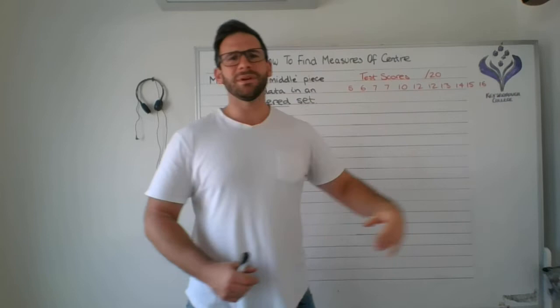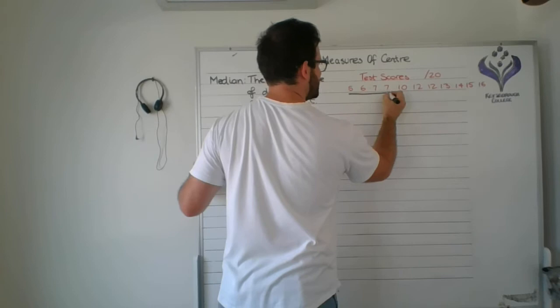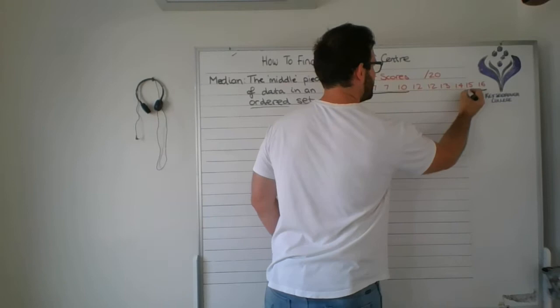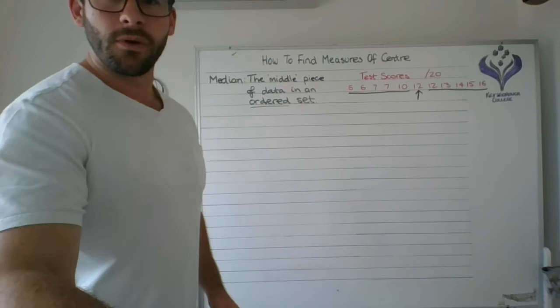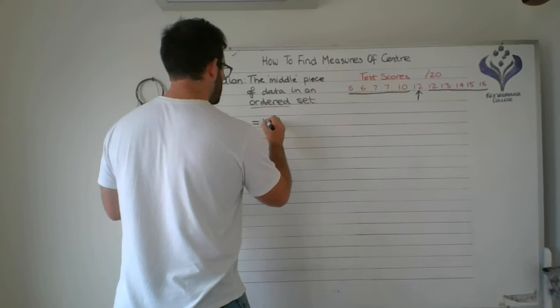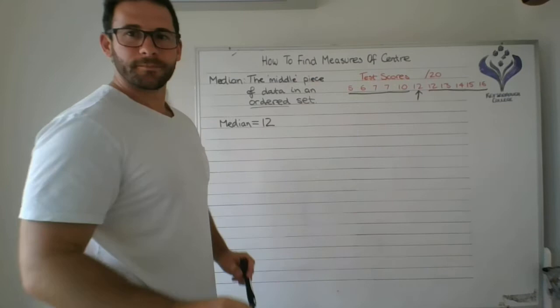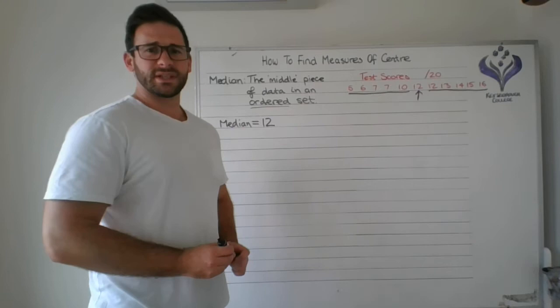Of my test scores, 5, 6, 7, 7, and 10 were my lower 5. 16, 15, 14, 13, and 12 were my upper 5, meaning that the number 12, the first 12, is going to be my median. So, real simple stuff, 12 is my median.